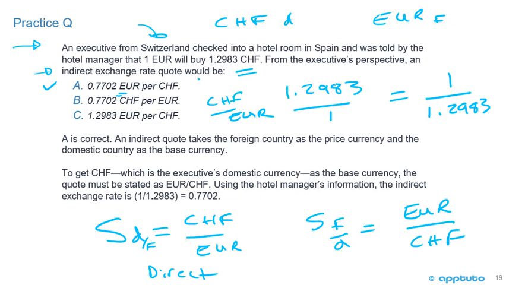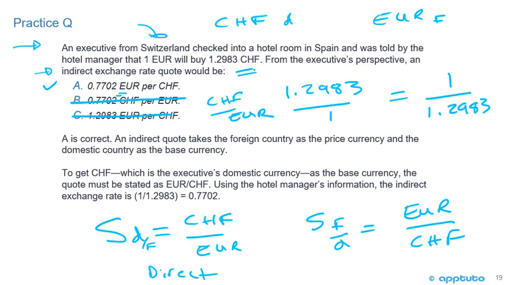0.722 Swiss francs per euro? No, that's not right because I can see €1 is going to give me 1.29. So actually that one's immediately, you can see that is wrong. And C as well, 1.2983 euros per CHF? No, again, I can see. So actually I didn't even have to do the math. That's why I told you this question is really so easy.